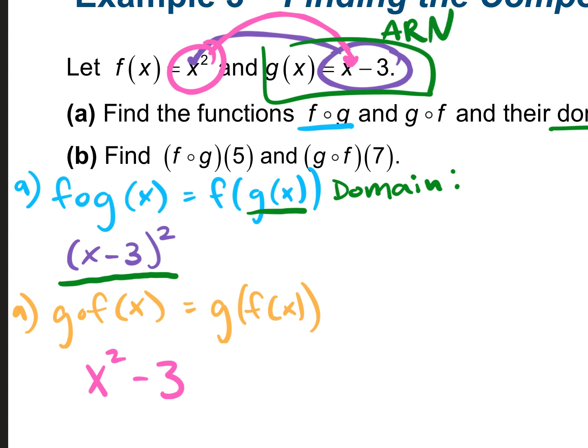What's our domain of x minus 3 squared? Do I have a fraction? Do I have a square root? So x minus 3 squared, the composition function that we found here, what's our domain? All real numbers. So the overlapping of those two, if they're both all real numbers, what's our domain of the whole thing? All real numbers. How would we write that in interval notation? Negative infinity to positive infinity.